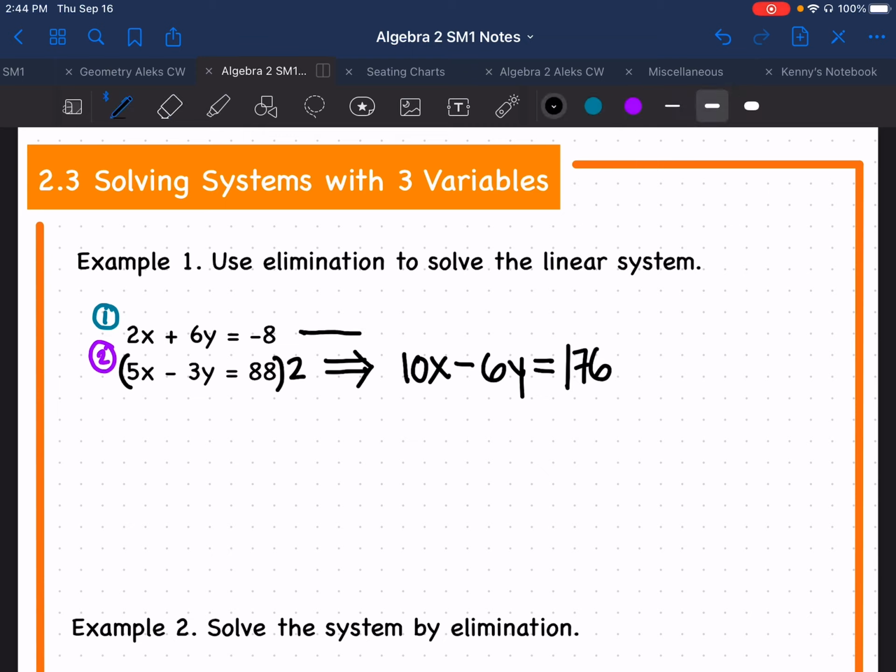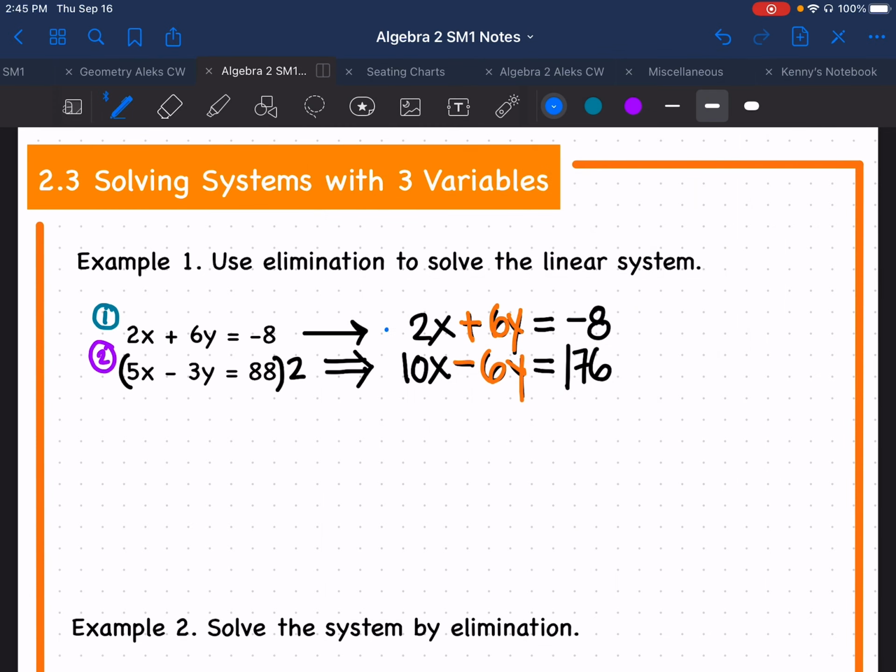Okay, this one I'm simply going to copy. I'm not going to change it at all. Now that I see that my y's have the same coefficient, 6, I can decide if I should add them together or subtract them. Remember, you need to look at the signs to decide that. They are different signs. Remember, the rule is same signs subtract, so different signs, we're going to go ahead and add together.